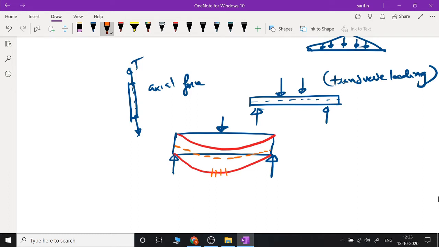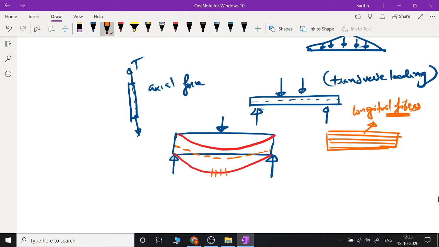So when the beam is undergoing a sagging deformation, we will assume that, let us say if we have a beam like this, this beam is made of an infinite number of longitudinal fibers. Okay, we will assume that the beam is a combination of an infinite number of longitudinal fibers. So if you have a rectangular beam, we will consider it as a combination of an infinite number of longitudinal fibers stacked one above the other.